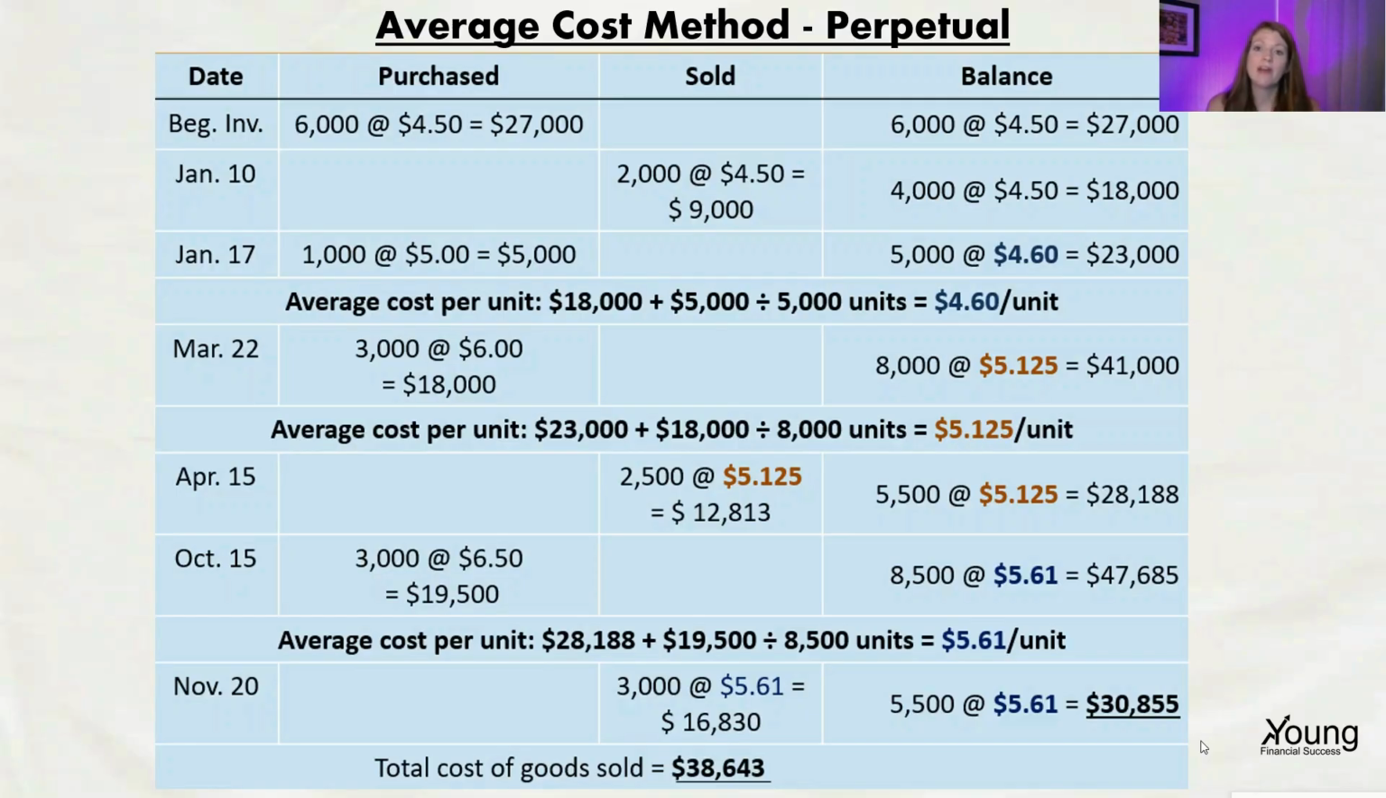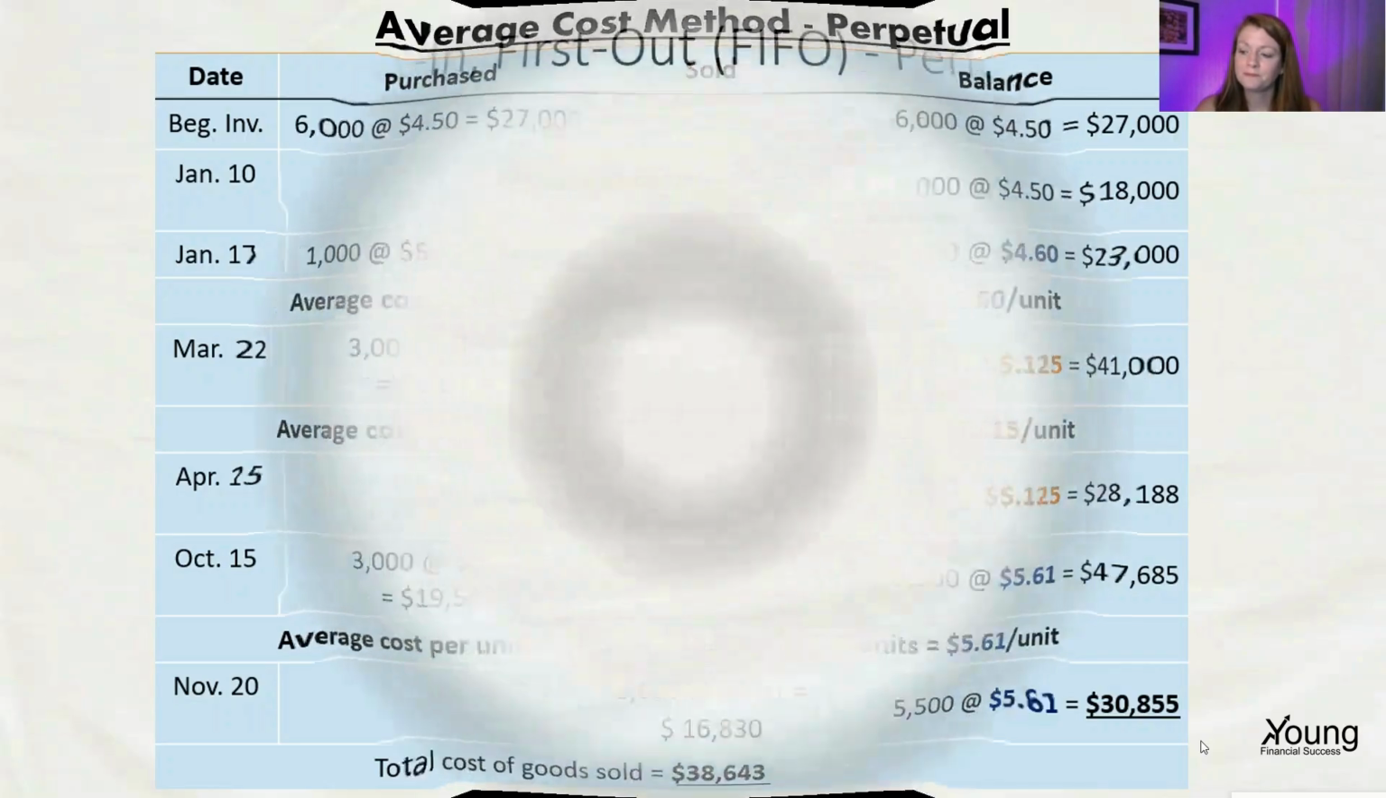So with the average cost, we had cost of goods sold, that bottom number in the center, of $68,643. That was just adding the cost up, the $9,000, the $12,813, and the $16,831. Our total cost of goods sold for the year was $38,643. Then our ending balance in inventory using the average cost in perpetual inventory is $30,855.